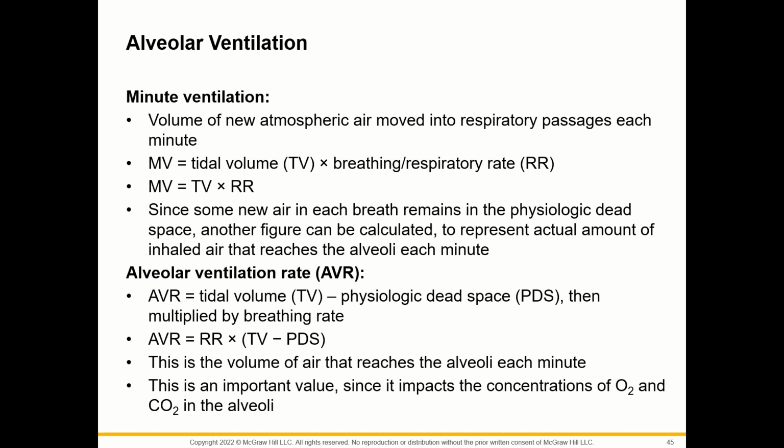Since some new air in each breath remains in the physiological dead space, another figure can be calculated to represent the actual amount of inhaled air that reaches the alveoli each minute. And that's the alveolar ventilation rate, or AVR. The AVR equals tidal volume minus the physiological dead space, then multiplied by the breathing rate. And so the breathing rate, remember, is the respiratory rate. So this is the volume of air that reaches the alveoli each minute. And this is an important value since it impacts concentrations of oxygen and carbon dioxide in the alveoli. That's why we got to breathe in and breathe out.